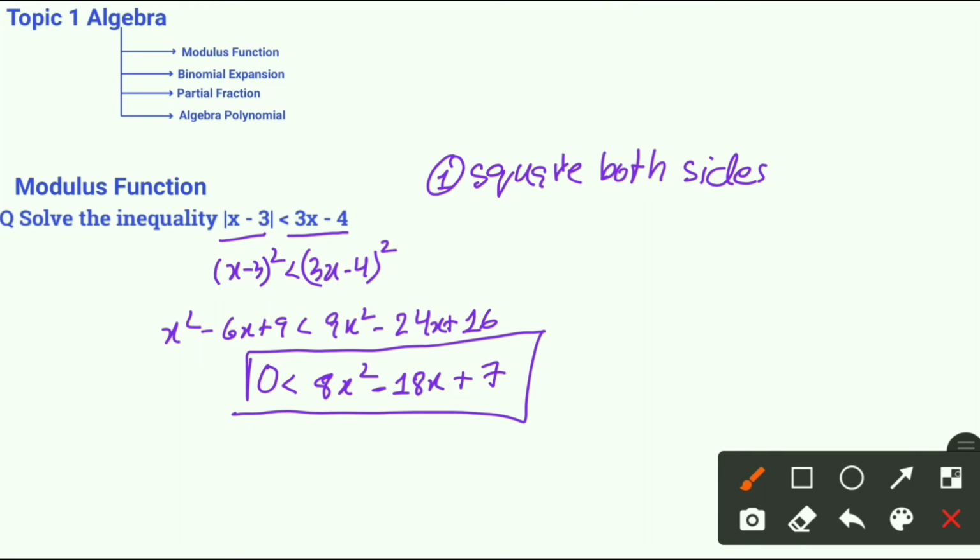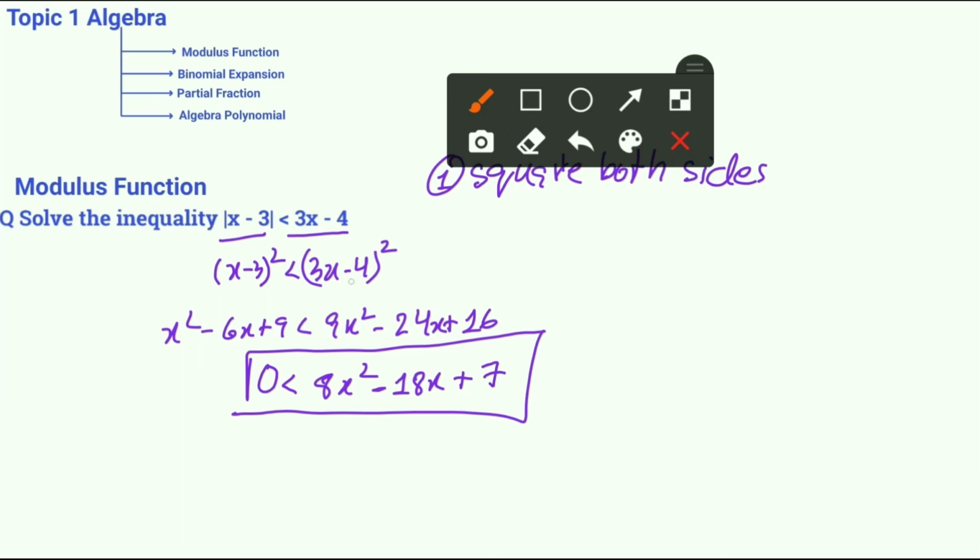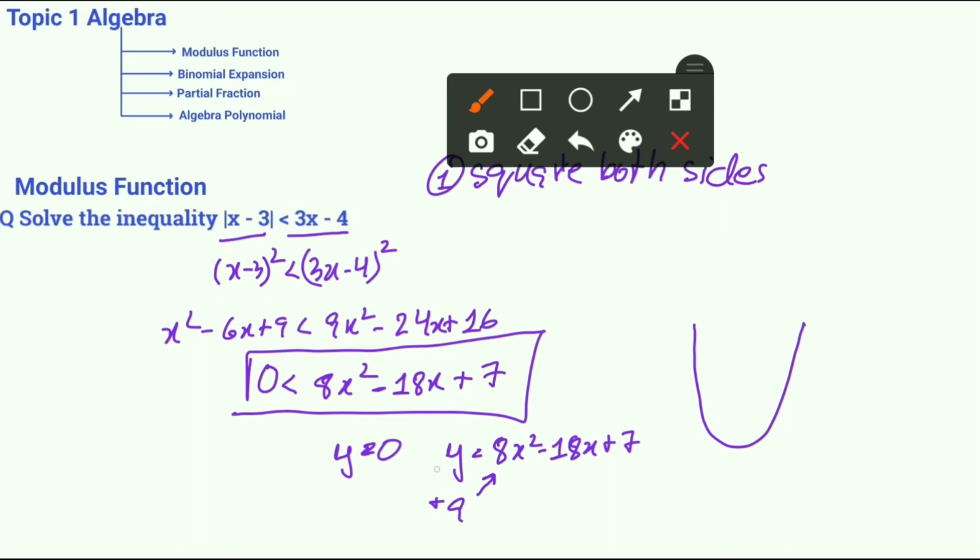Now you need to hold it right here and observe this equation: 0 less than 8x squared minus 18x plus 7. Think of it as two equations with an intersection. The first equation is y equals 0, and the second is y equals 8x squared minus 18x plus 7. The coefficient a is positive, so the curve is a happy smile curve. And y equals 0 means we want y greater than 0.